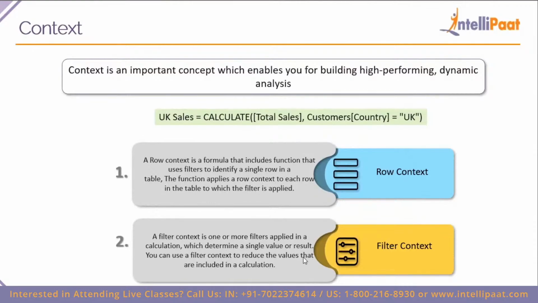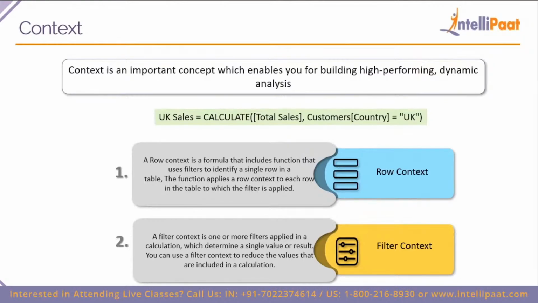To understand this context in a better way, we have a formula over here. To understand any DAX formula, just split it into parts so that it will be easy for you to understand. Here, the first one, UK sales, is the measure name or the column name. The second one is the equal to sign to tell that the formula is starting. The third one is the function name. Here we are using the CALCULATE function, which is the most commonly used function. If you have a data model, for sure you'll be using this CALCULATE function at least once. This function basically takes two parameters. The first one is the column name and the second one is the filter.